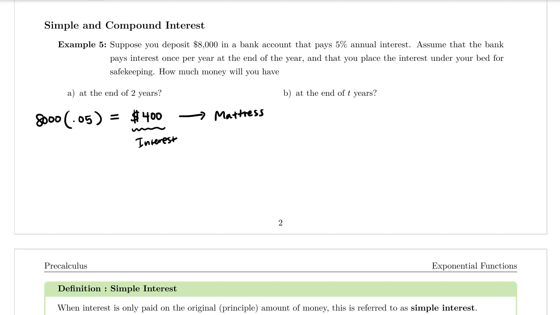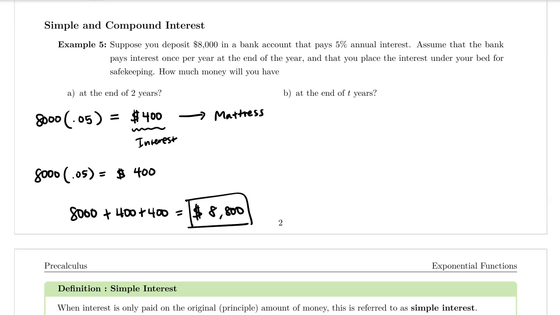So when the next year rolls around, we're once again going to calculate 5% of that $8,000 that you have, and that's again going to be $400. So in total, at the end of 2 years, you will have $8,000 plus 400 plus 400, and that's going to equal $8,800. So there's our answer for part A. For part B, it asks how much money will we have at the end of t years?